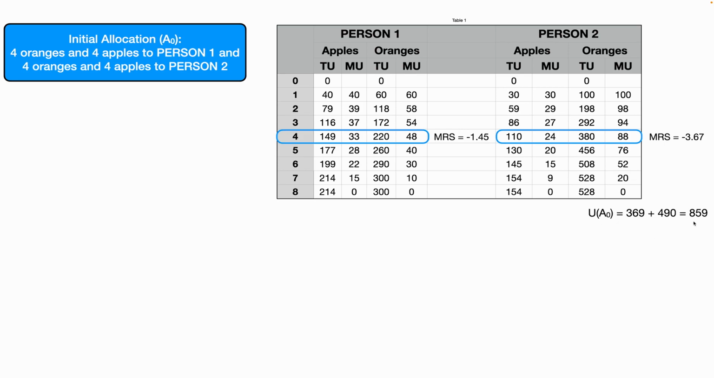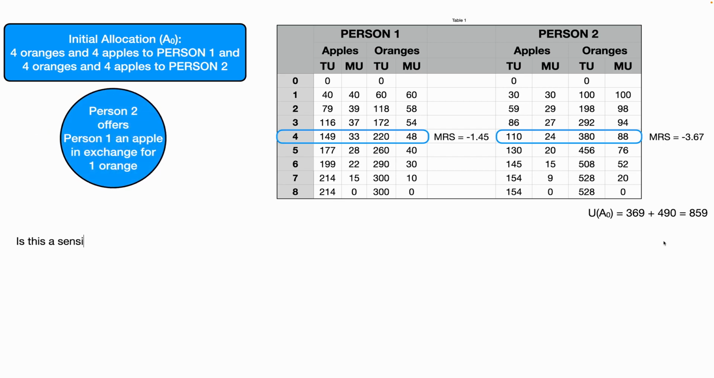And for more information, we have what the total utility is from this allocation. Here's the total utility of person 1: 149 plus 220 is equal to 369. And then 110 plus 380 is equal to 490. Add those together, and that's the total utility of the allocation of these resources between person 1 and person 2.